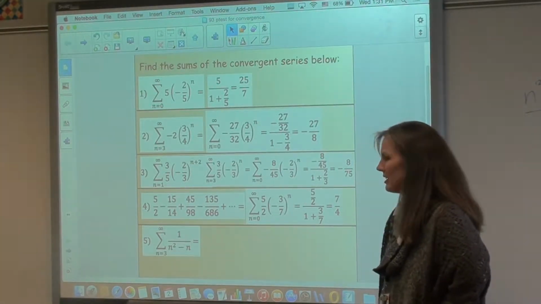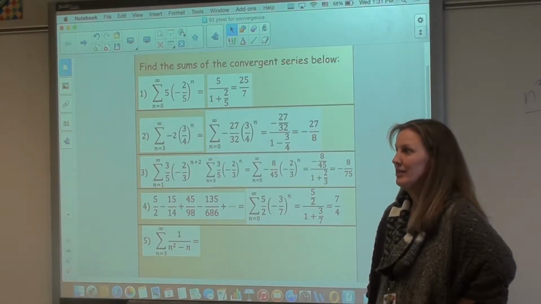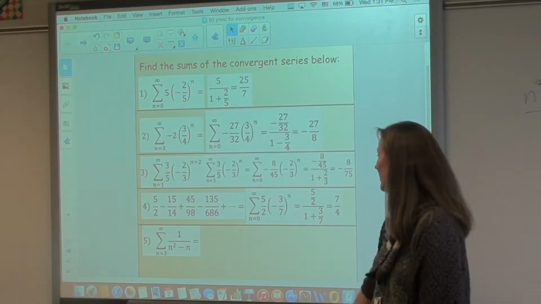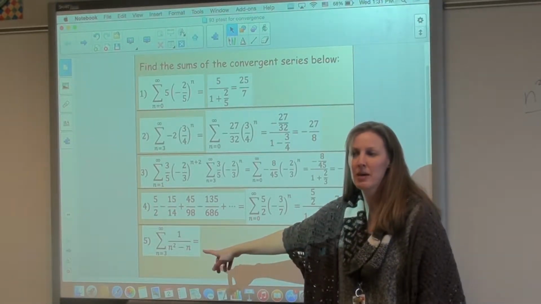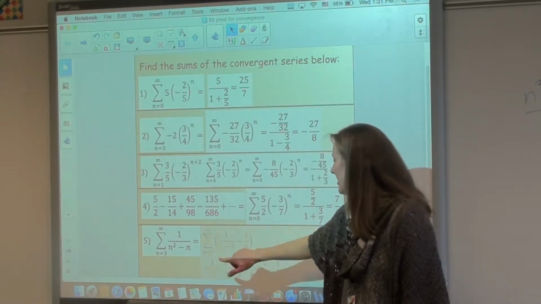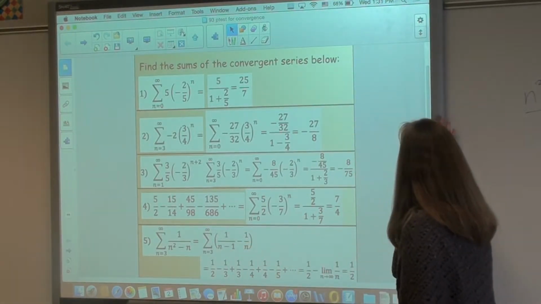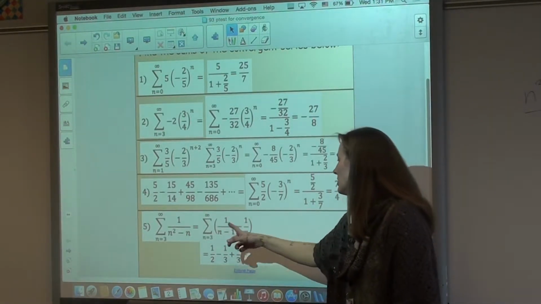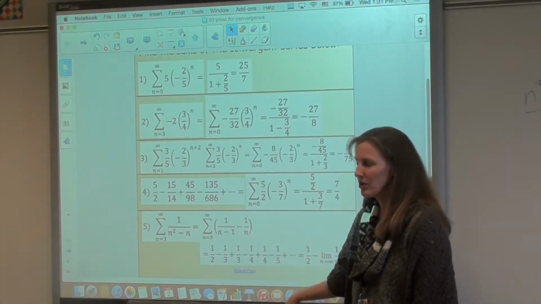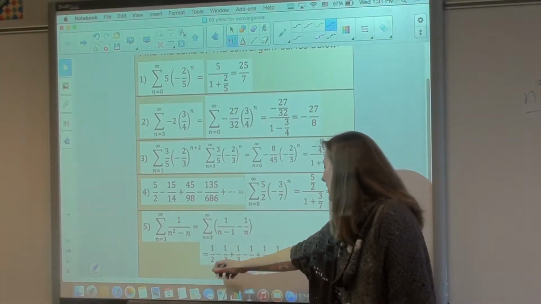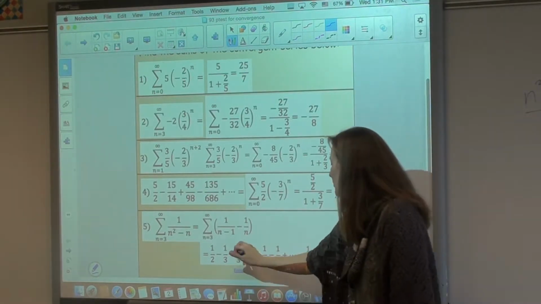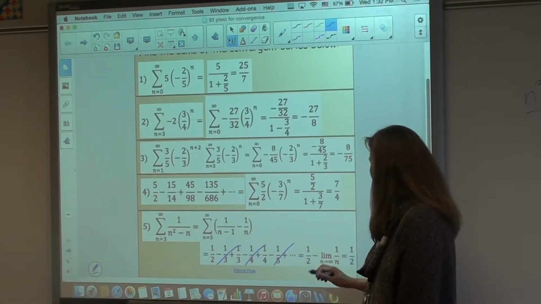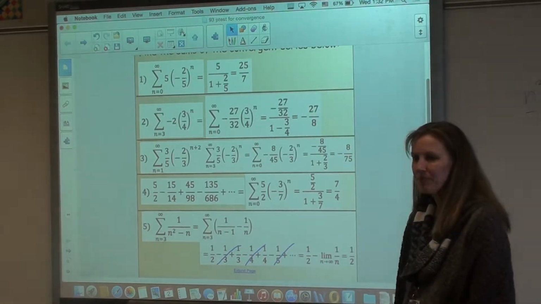The last one. Is it geometric? No. So how do you find the sum? It's telescoping, right? So what do we have to use to rewrite the sum? Partial fractions. So we get 1 over n minus 1 minus 1 over n, and you can start from 3. These don't have to start at 0. So you start plugging in, you get a half minus a third, plus a third minus a fourth, and so forth. All your interior pairs cancel, and you're just left with a half minus 0, which is a half.